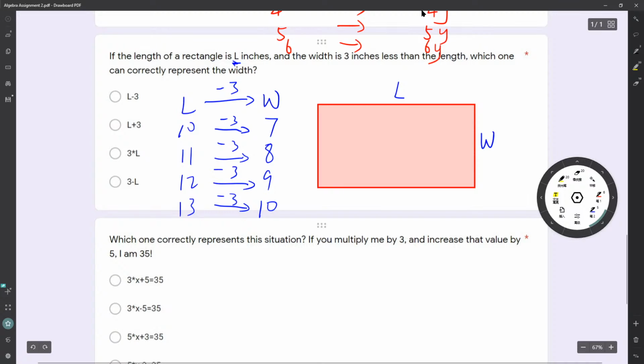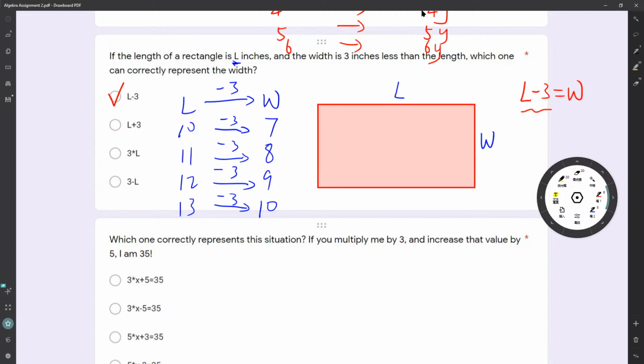L subtract 3 will be W. Length subtract 3 will be the width. So the width is L subtract 3. That's the answer. So even though we don't know how long it is, we can actually deal with the unknown things. That's the power of algebra. It enables us to deal with unknown things.